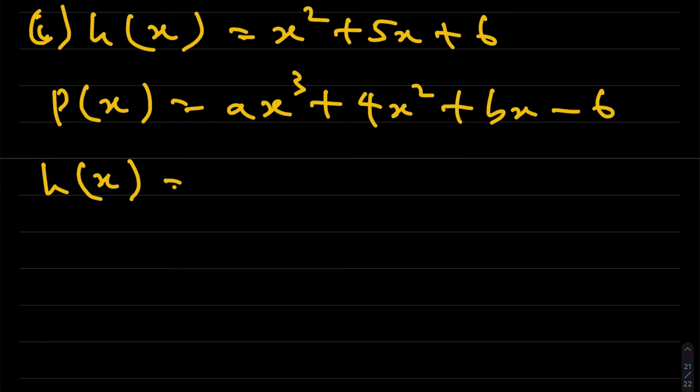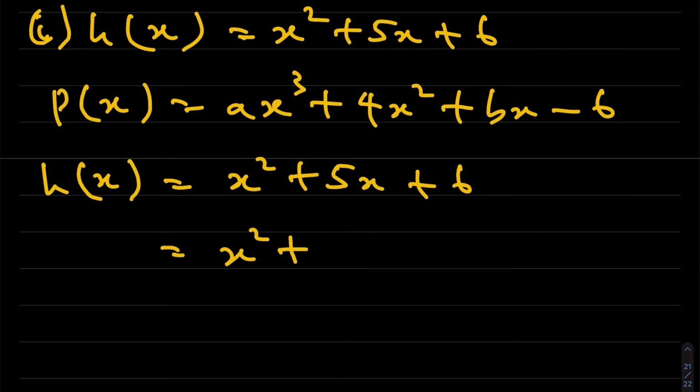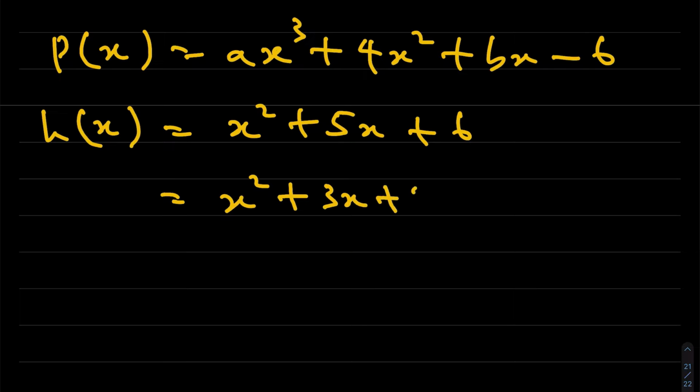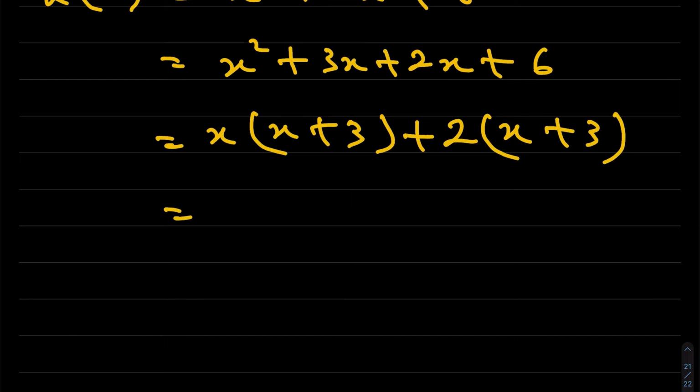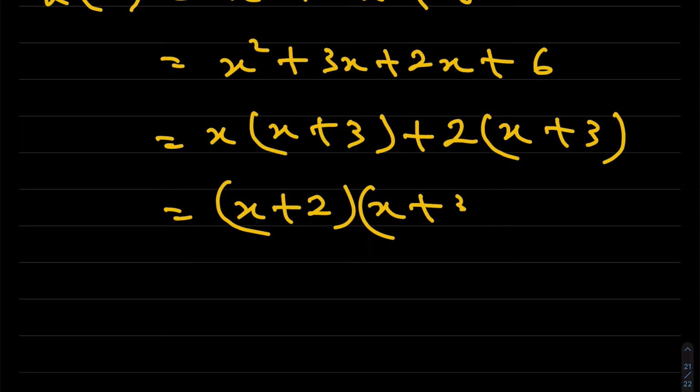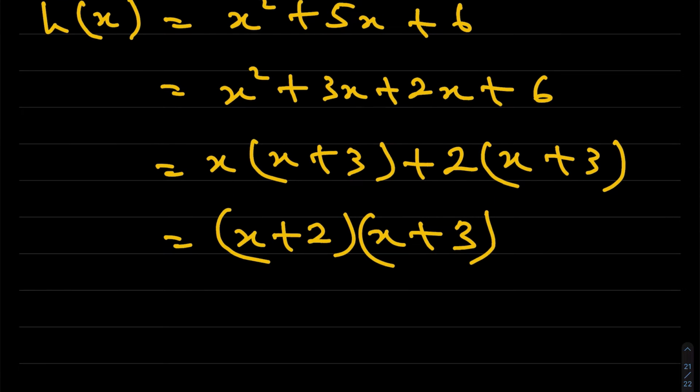h of x, which is x squared plus 5x plus 6, is equal to, I'm factorizing h of x, x squared plus 3x plus 2x plus 6. By now, I'm sure we can factorize. That simply means x into bracket x plus 3 plus 2 into bracket x plus 3, which is equal to x plus 2 times x plus 3. So the factors of h of x are x plus 2 and x plus 3. That simply means x plus 2 and x plus 3 are also factors of p of x.